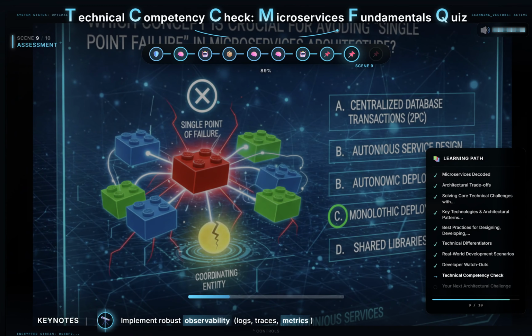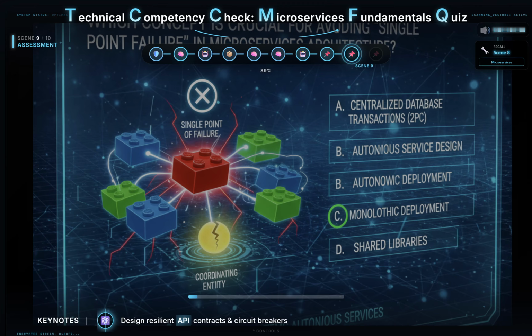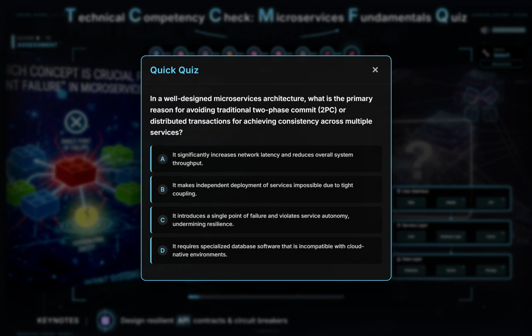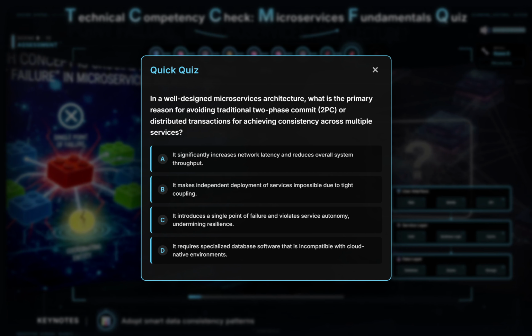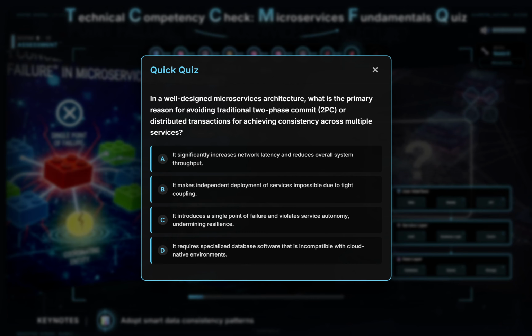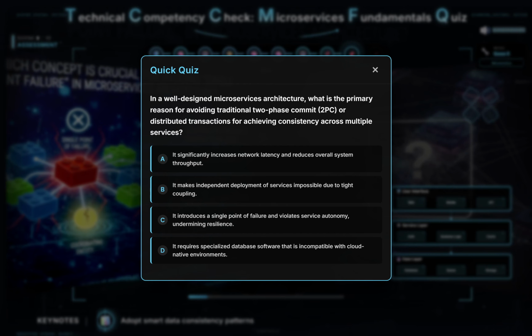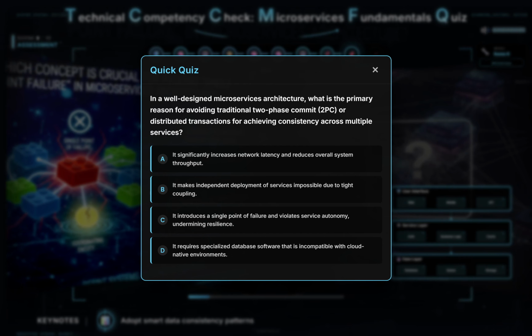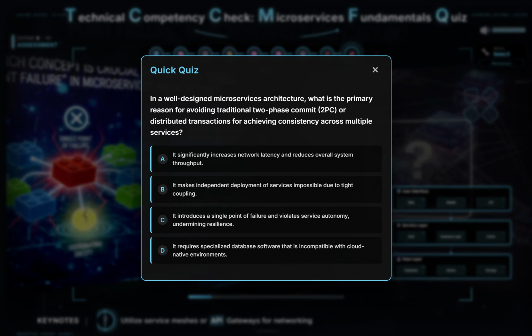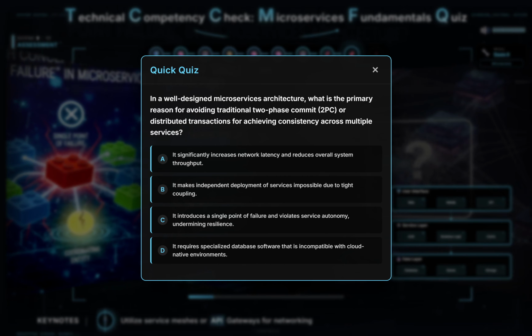Alright, we've navigated the complexities of microservices, from initial design to battling those tricky distributed system issues. You've seen the watchouts, the pitfalls, and the strategies to mitigate them. Now, it's time for a quick, technical competency check. Think of this as ensuring your understanding of how those independent Lego bricks, our services, truly manage their interactions. Here's a question that gets to the heart of a common microservices challenge.